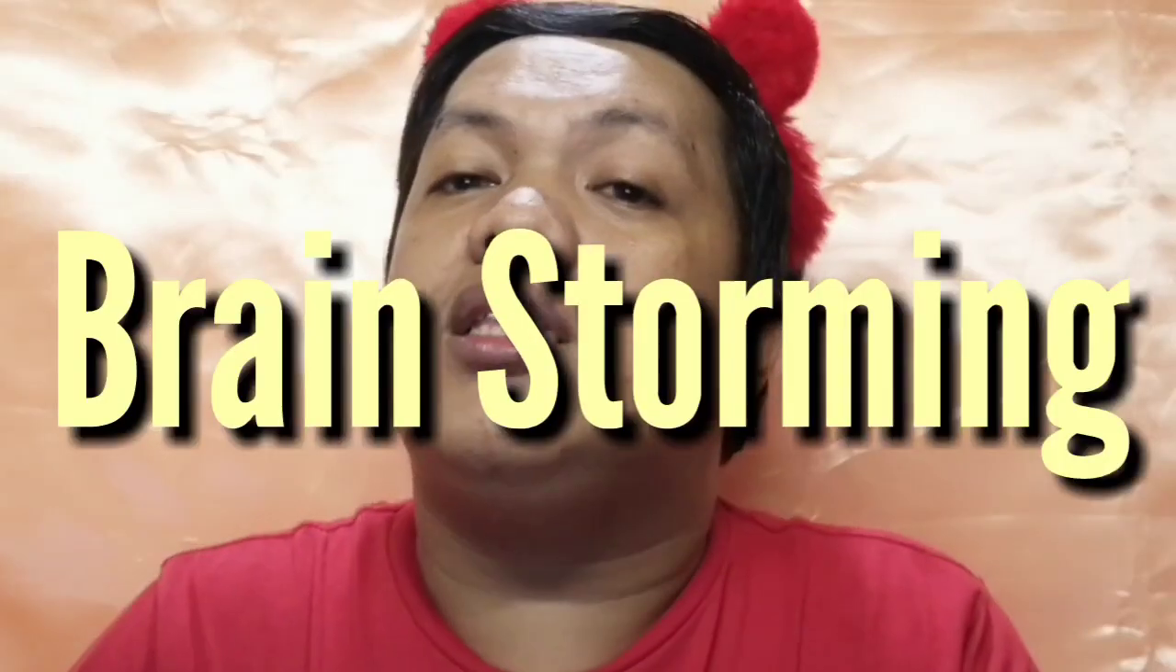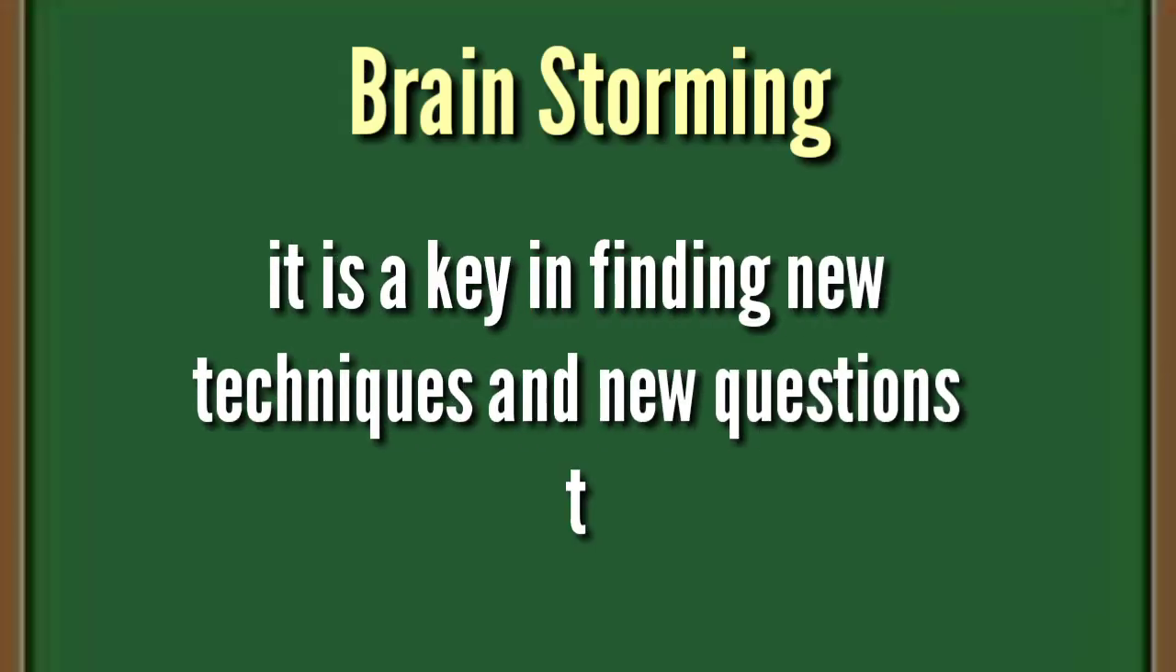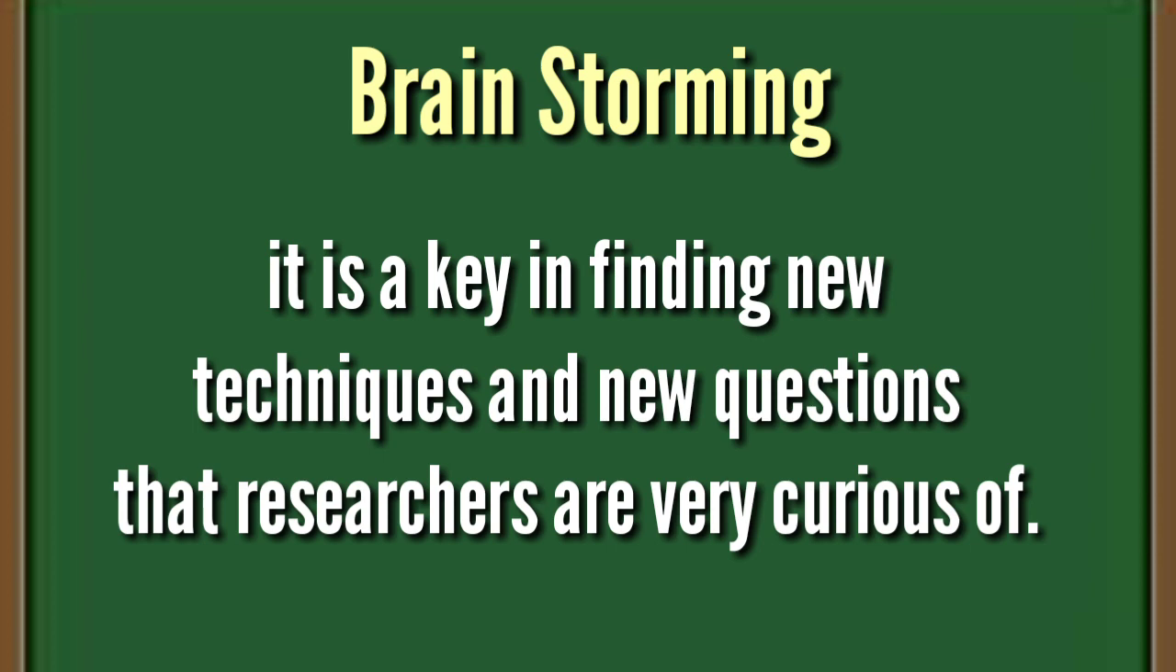And the fourth idea, everyone, is that you can start your research problem via conducting brainstorming. Now, what is brainstorming? It is a key in finding new techniques and new questions that researchers are very curious of. In the context of research, brainstorming is what we call focus group discussions or FGD. Now, what do you mean by FGD? You are going to investigate key personalities that are involved in your research, a minimum of 2 to a maximum of 12 key personalities.